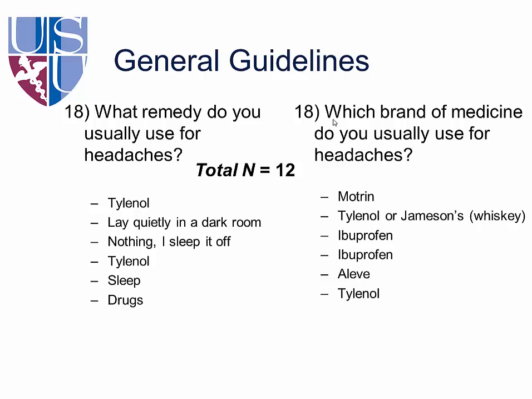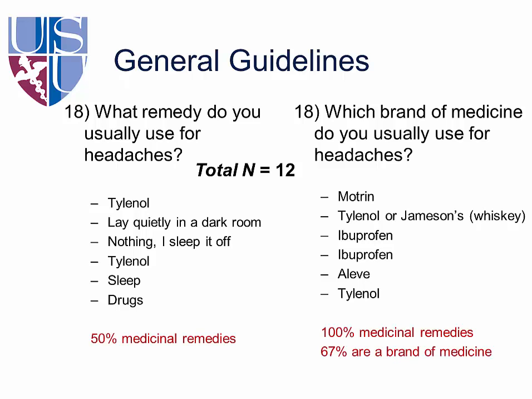When asked on the left version, you can see we have a bunch of stuff about medicine, but then we also have things like sleep, laying quietly in a dark room. On the right, even when asked more specifically like that, so we're asking about brand, people are providing things that aren't exactly a brand, like ibuprofen is not really a brand. Aleve and Tylenol are. So my point here is to strive for clarity. Figure out what it is you want to ask, and then ask it as specifically as possible. And you can see 50% on the left are medicinal remedies, 100% on the right are medicinal, but only 67% are brands.